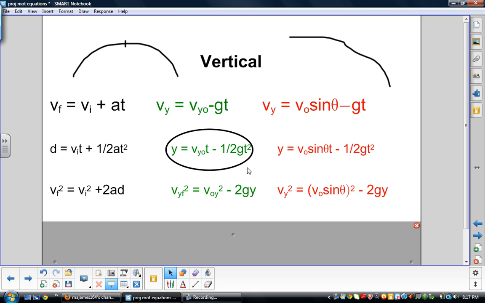Or you could be looking at this equation right here, and you could say, alright, I don't want to do just half the problem, I want to do the entire problem from here to here. What's my change in y? What's my distance in the y direction? Well, if I'm doing the entire problem, y is going to be equal to 0. So you could set that equal to 0, and you could solve then for time.